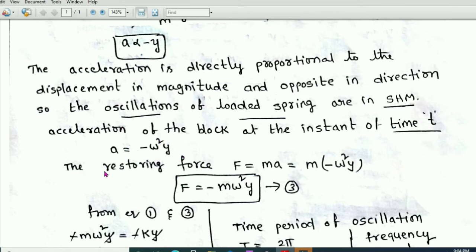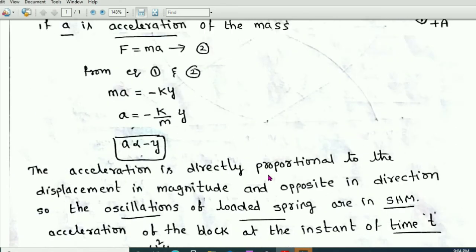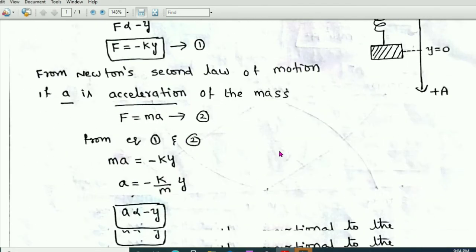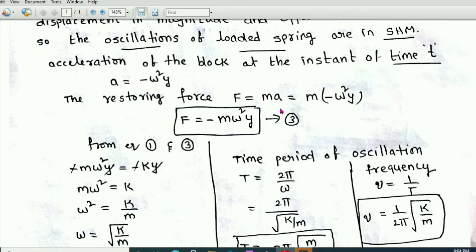Now the restoring force F is equal to ma. From that same formula, F is equal to m into a, that is minus omega square y. Then F is equal to minus m omega square y. We will get this force. F is equal to minus m omega square y. Let it be equation number 3.